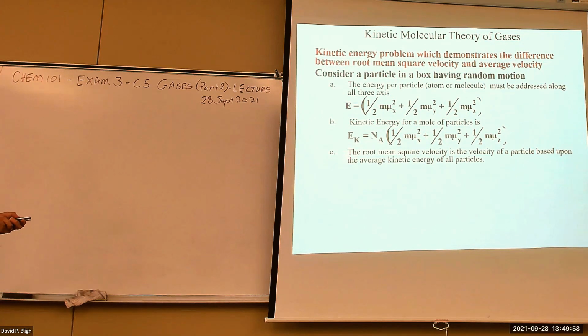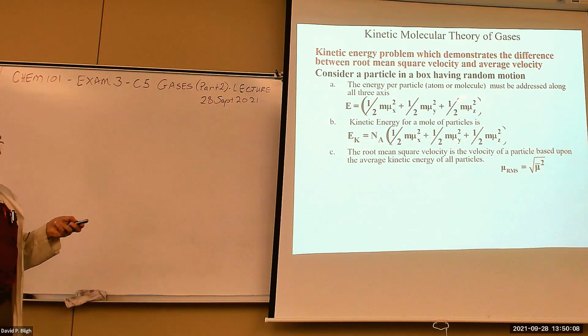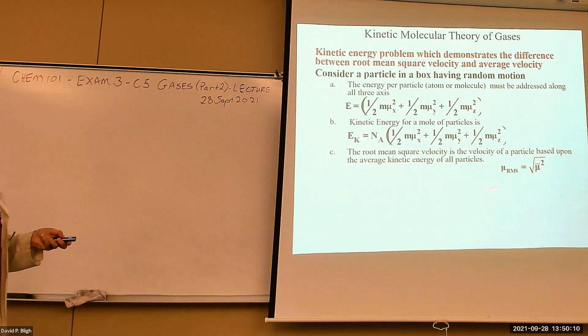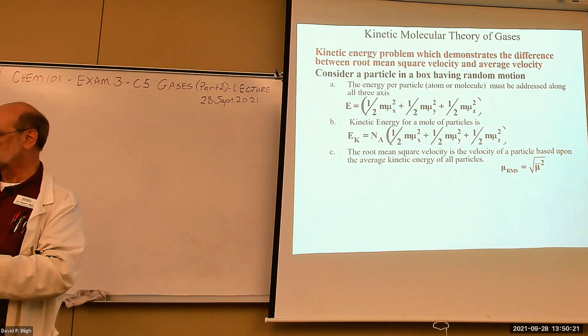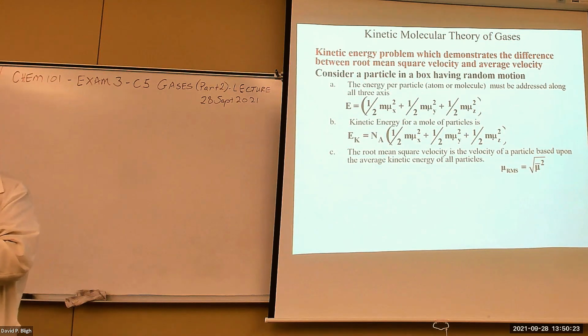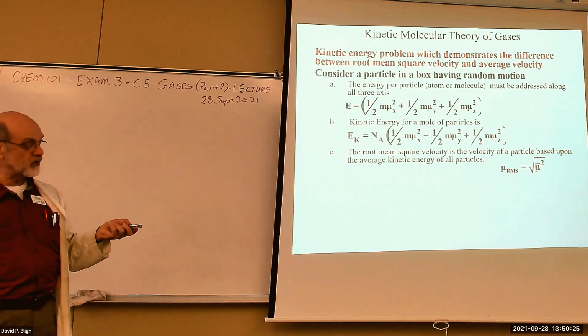The root mean square velocity takes all those root mean square averages into account, and you're not going to have to do this calculation. I'm just leading up to this value right here. The root mean square velocity, and this little mu is used because it's not really velocity. It's a root mean square average. So we use mu instead of v.